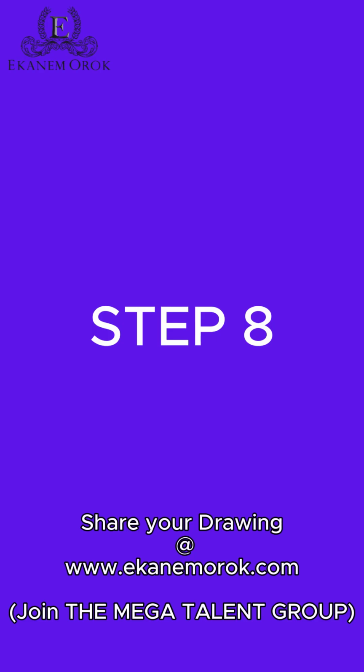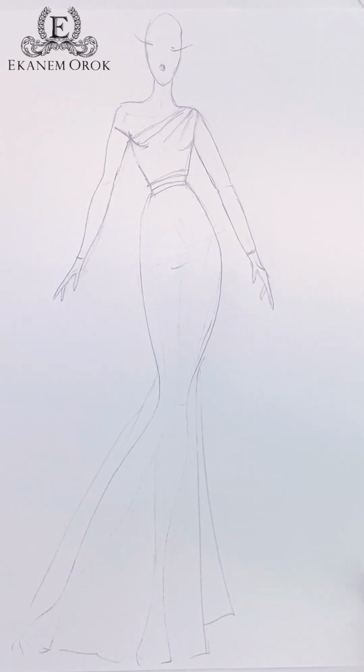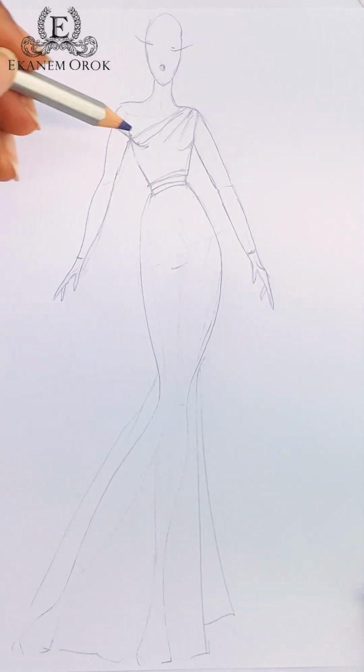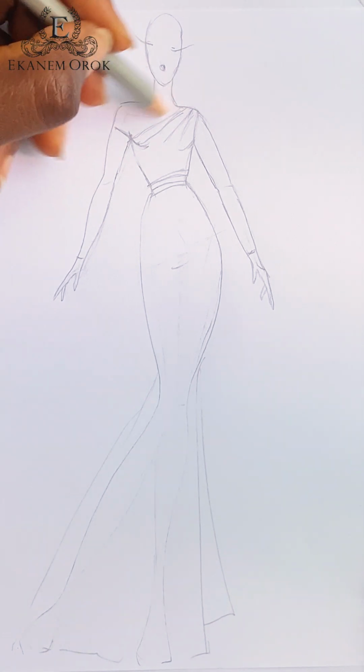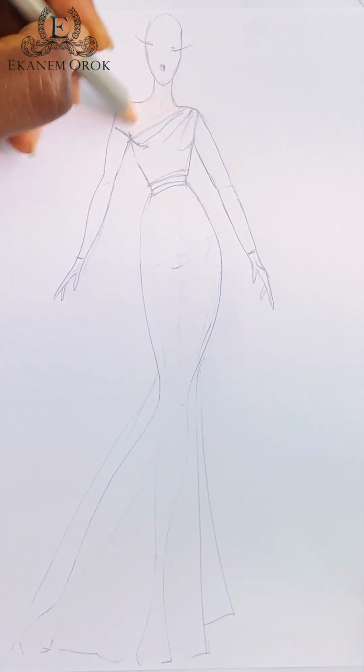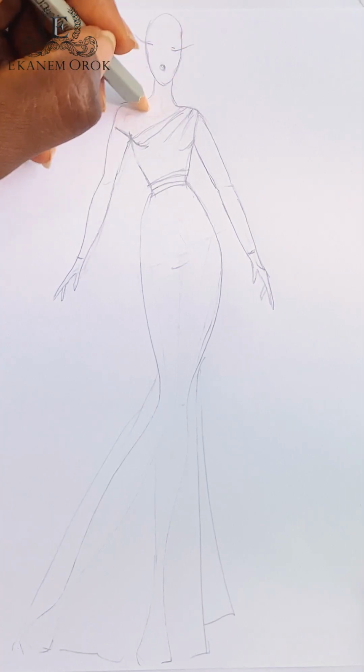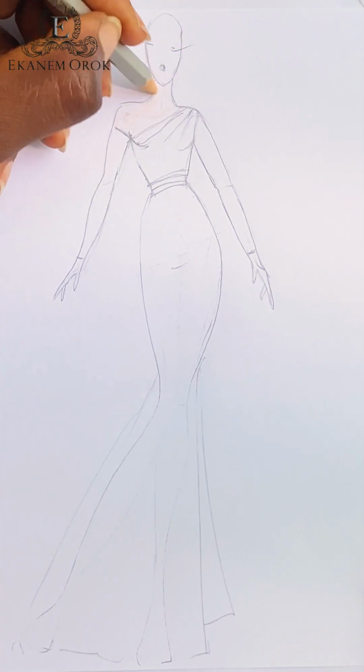Step 8. Color the model's skin using the skin tone colored pencil, adding more pencil pressure to create shadows at the edge of the skin.